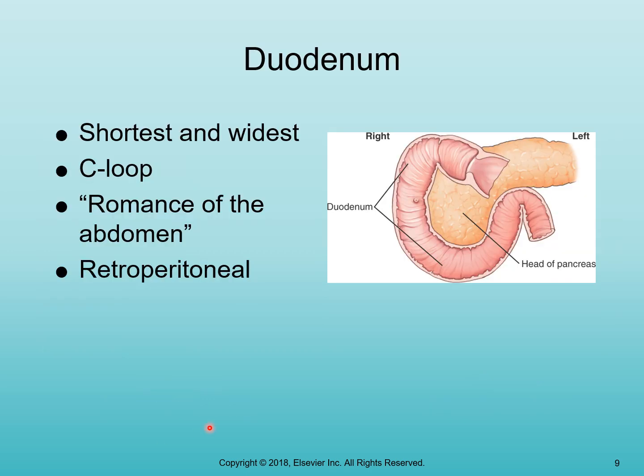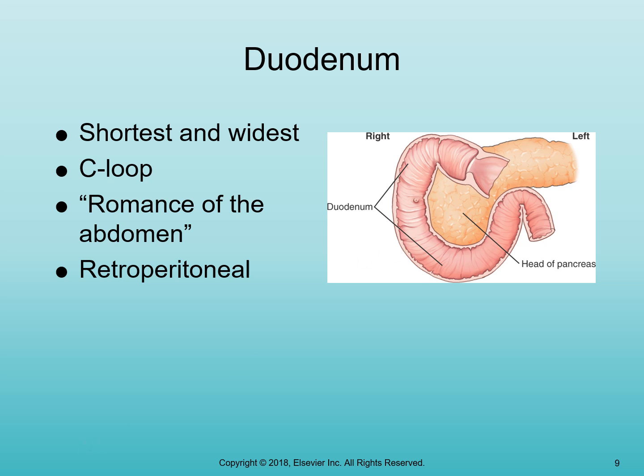All right, the duodenum. This represents the shortest but widest segment. We've spoken of this before in another lecture, and it is approximately 10 inches long. And after it comes out of the pylorus of the stomach, it enters the C loop of the duodenum, and it's named that because of its shape. And the C loop of the duodenum hugs the head of the pancreas, and they refer to that as the romance of the abdomen. Now, this does lie retroperitoneal, meaning behind the peritoneum.